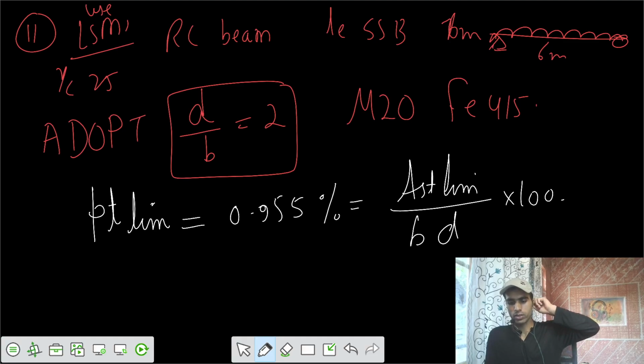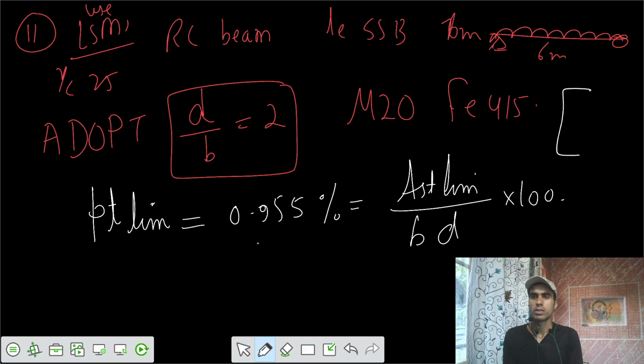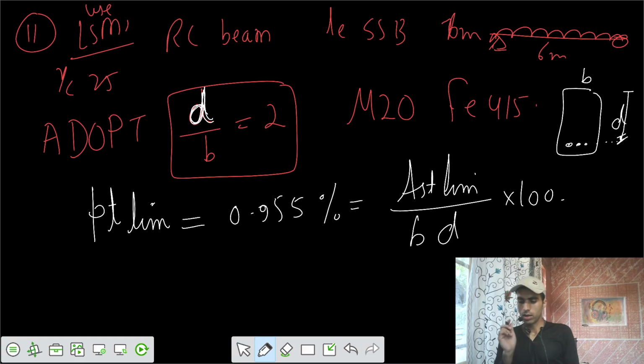Now we need to design a simply supported beam. There will be some cross section of width B and effective depth small d, up to the center of the steel. So small d is given to you. Now we need to design this beam. There should be some depth and some width such that the ratio is 2. So we should start by that.